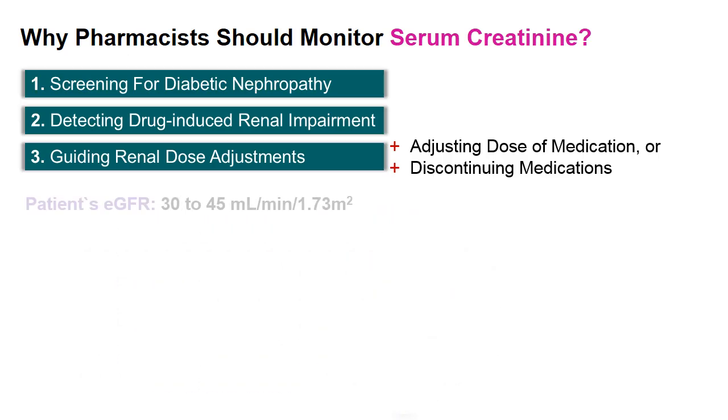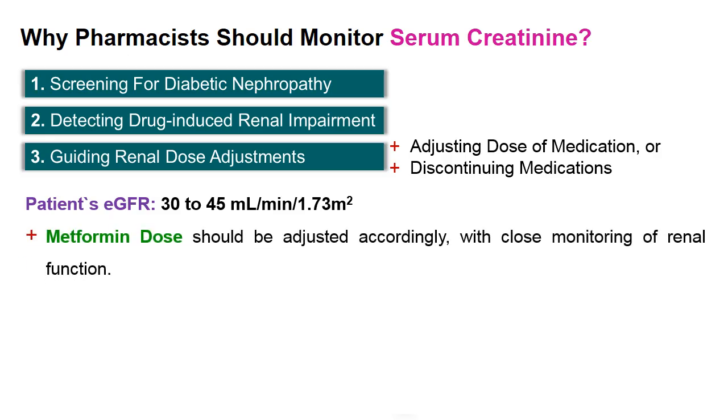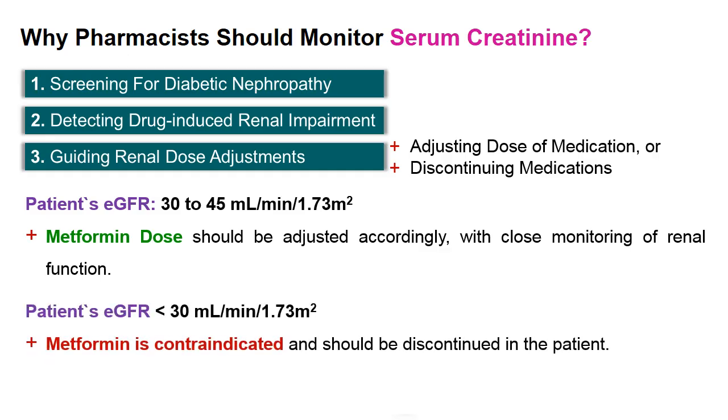For example, when the estimated glomerular filtration rate is between 30 and 45, the dose of metformin should be adjusted accordingly, with close monitoring of renal function. However, if this value falls below 30, metformin is contraindicated and should be discontinued in the patient.